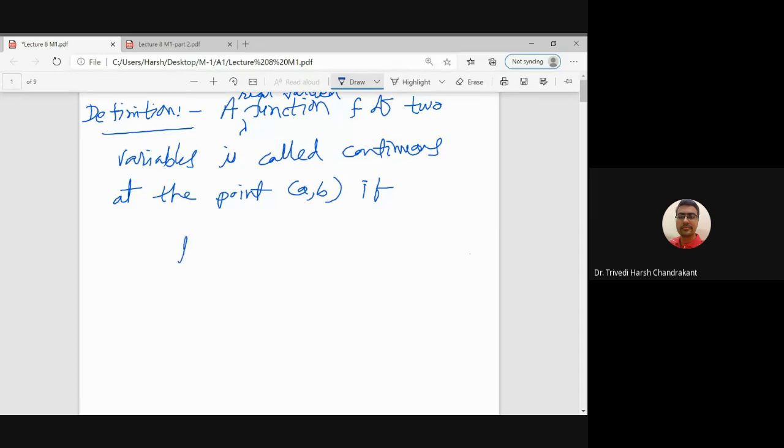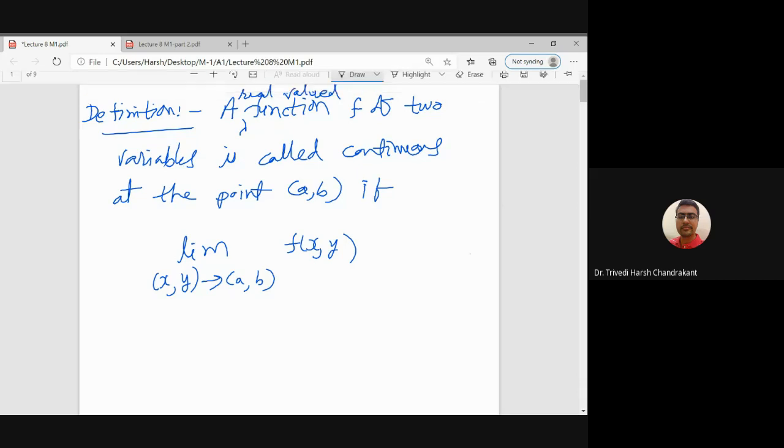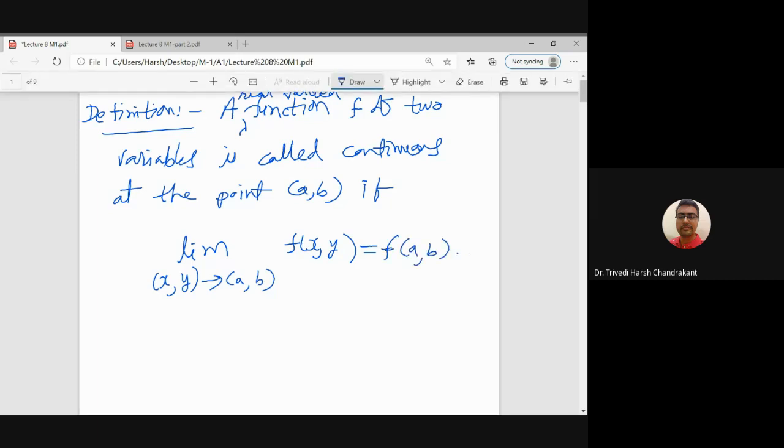So, we know that the value of the limit, first of all, should exist, and for the continuity, the value of the limit should be exactly the value of the function at that point, right? So basically we are extending the definition of a continuous function at a point to a continuous function for two variables.